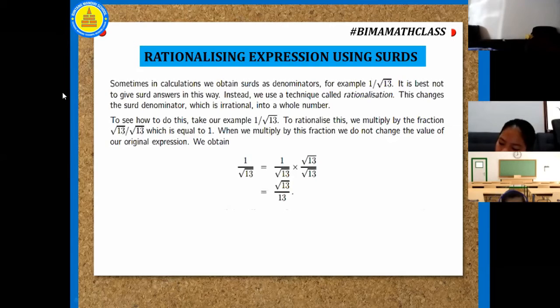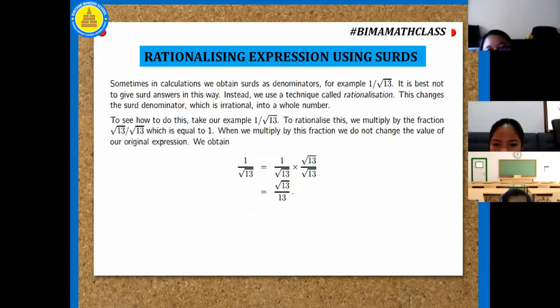Thank you. So that is so. What is the reason we must rationalize surds? What is the reason? Because in calculation we obtain surds as the denominators, and we don't want the surd to be the denominator in fractions like this. Okay. So what we want is we want to have the denominator as a whole number or rational number.